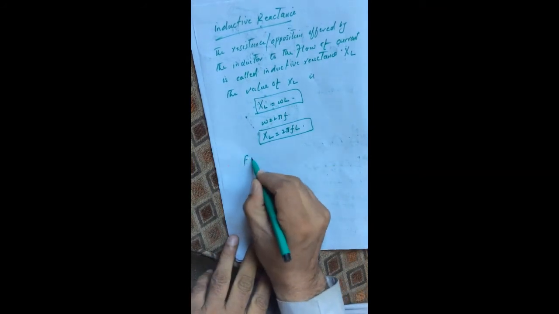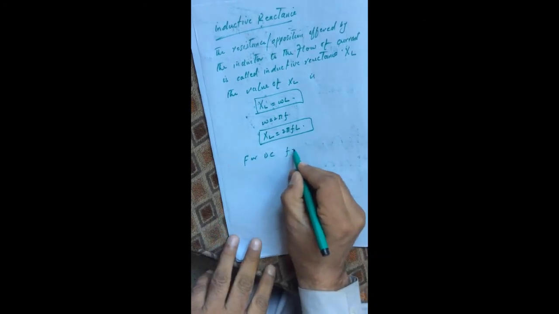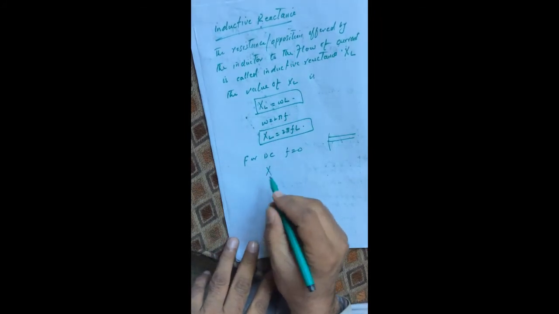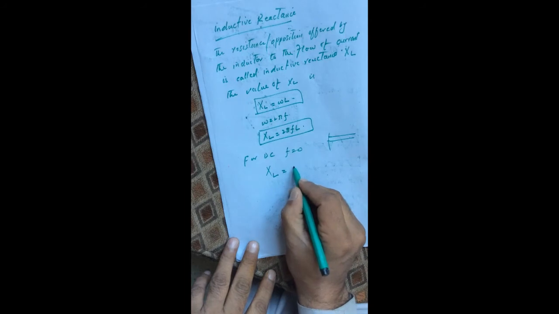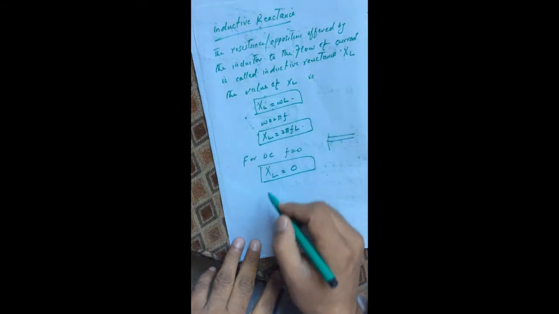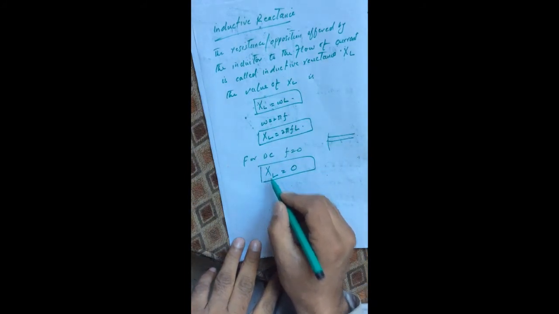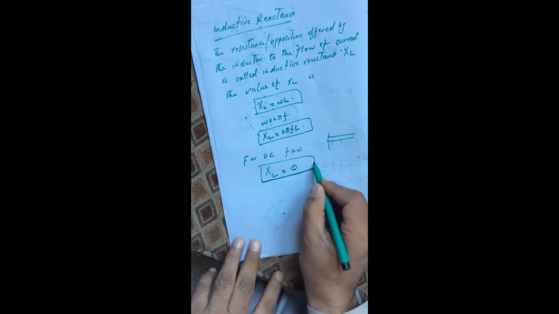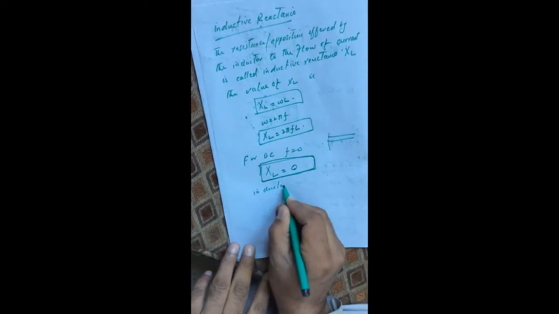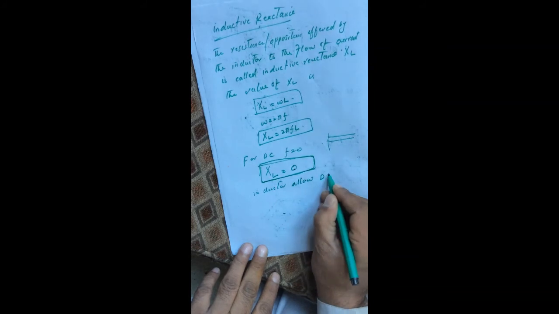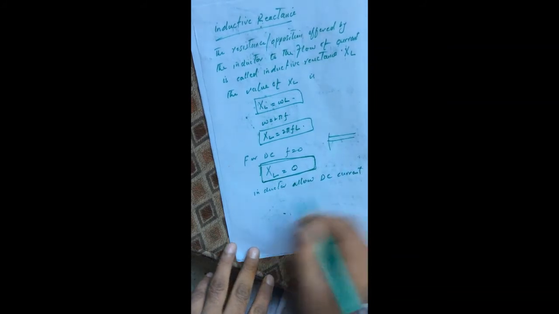Now for DC current, the frequency is 0, because DC current is constant. So its inductive reactance XL will be equal to 0. It means that an inductor offers 0 resistance to the flow of DC current. So DC current passes through an inductor without any resistance. So the inductor allows DC current without any resistance.